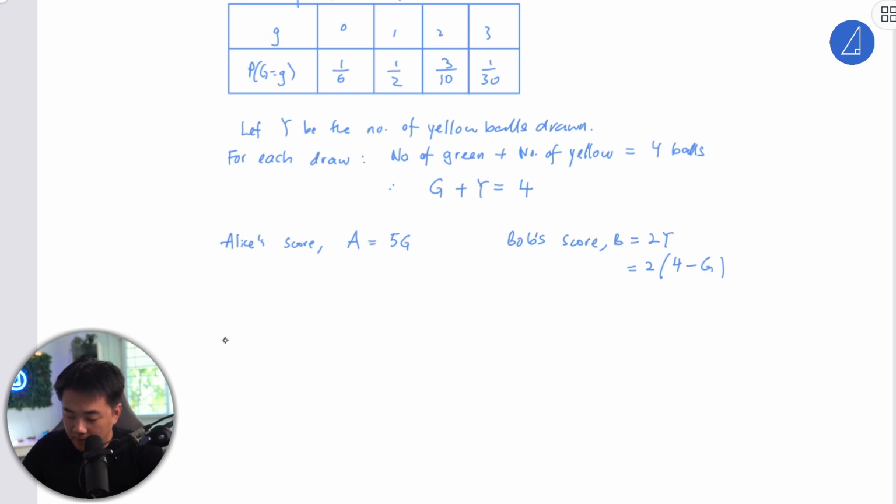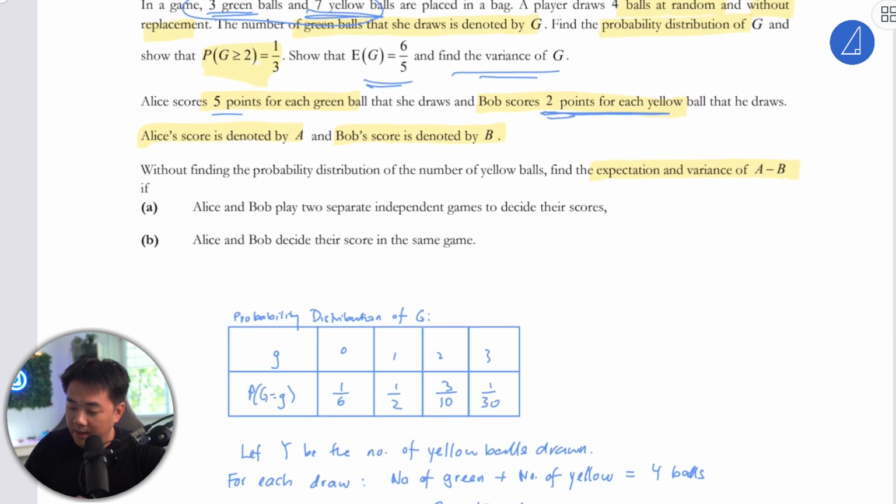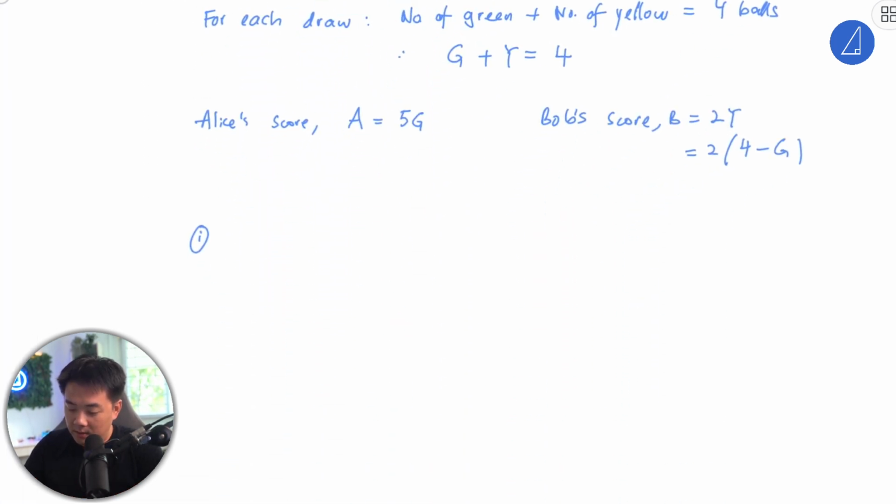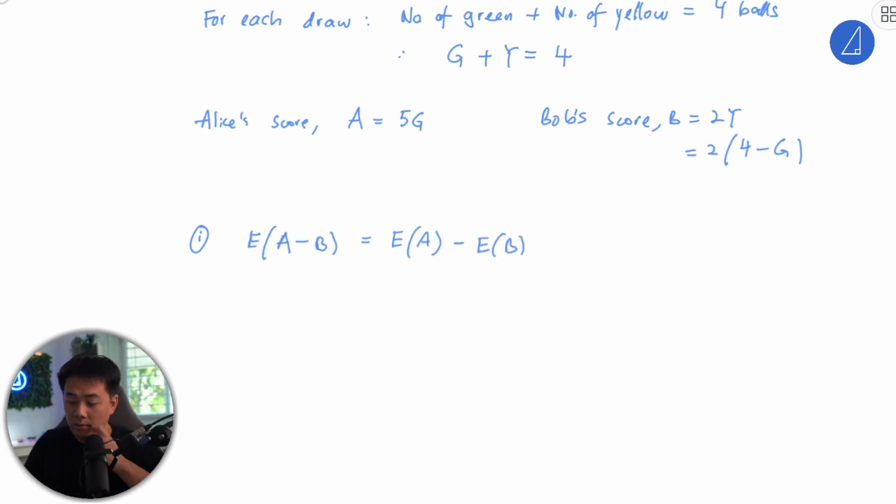Find the expectation and variance of A minus B. So first one, we want to find A minus B if Alice and Bob play 2 separate independent games to decide their score. Meaning Alice draws once, then Bob draws once. So essentially this is what's going on. A minus B. This is where we need to be careful.